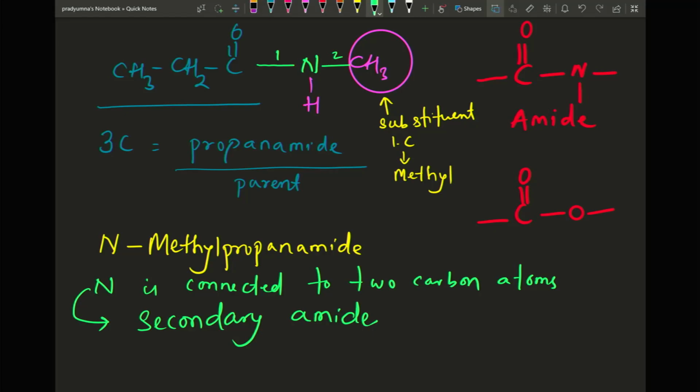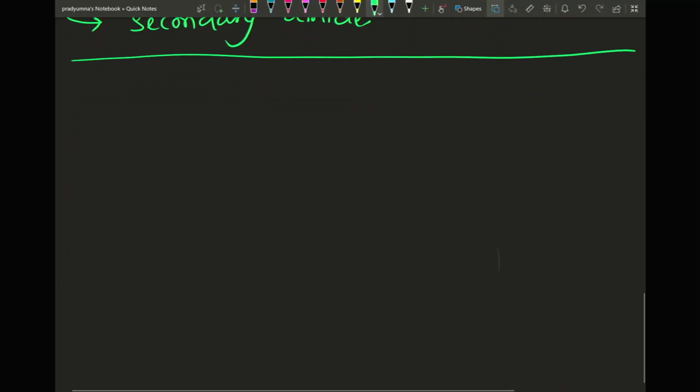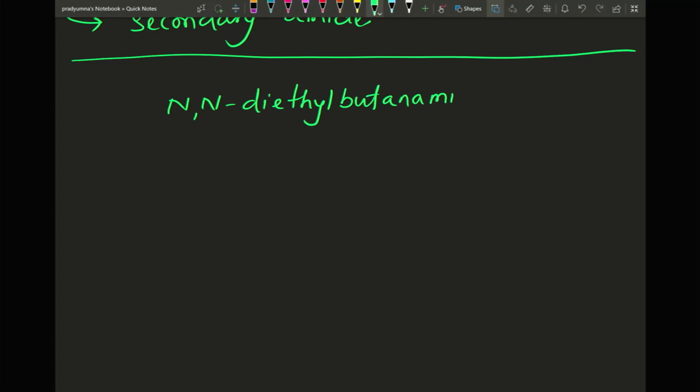All right. Okay, so let's do another problem, one last problem. I'll give you a name and then I'll ask you to find the structure. So let's do something like this: N,N-diethylbutanamide. All right. Okay, so we're going to fragment this one after another. So first thing, butanamide. This is our parent.